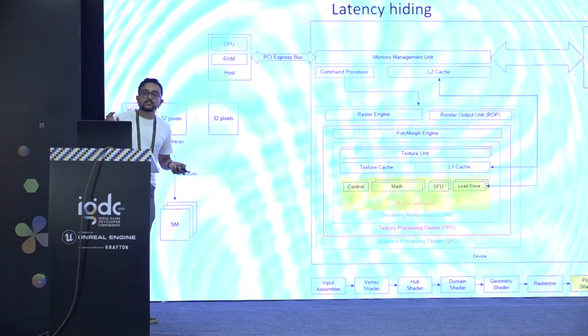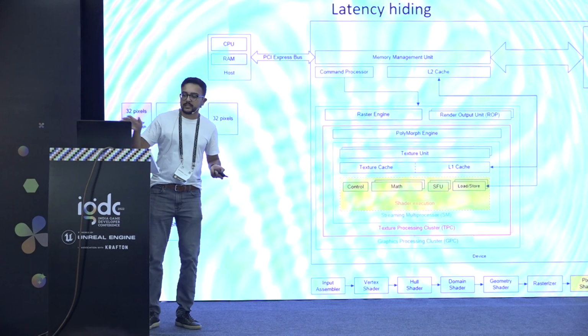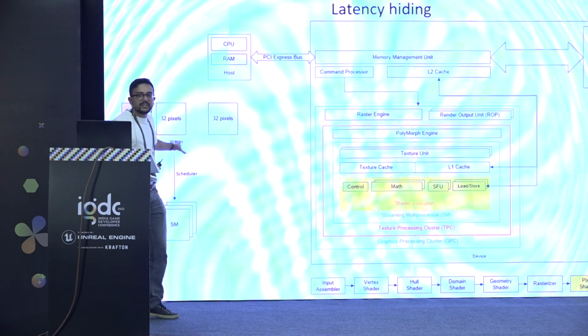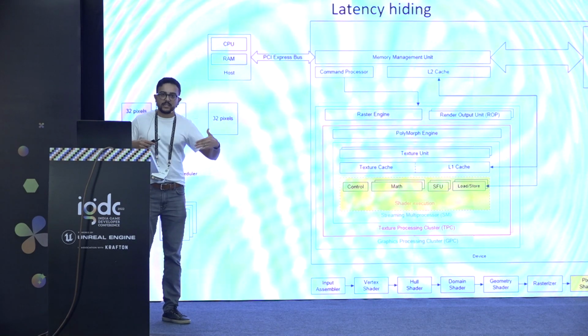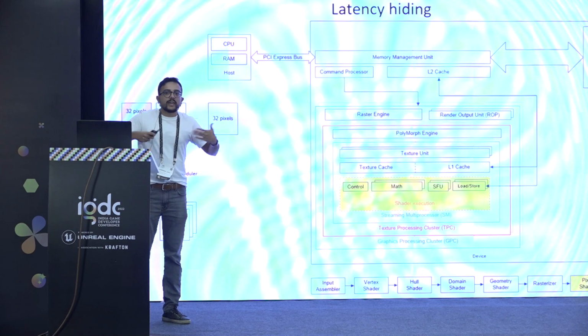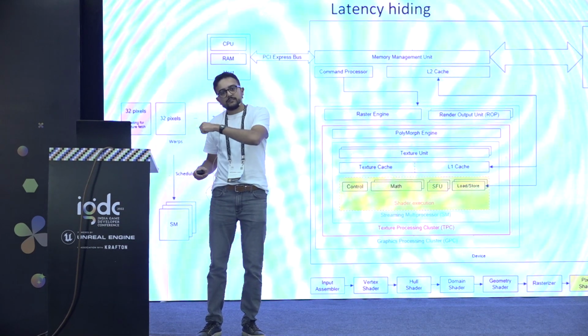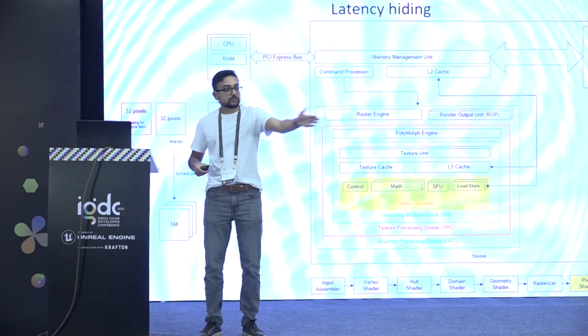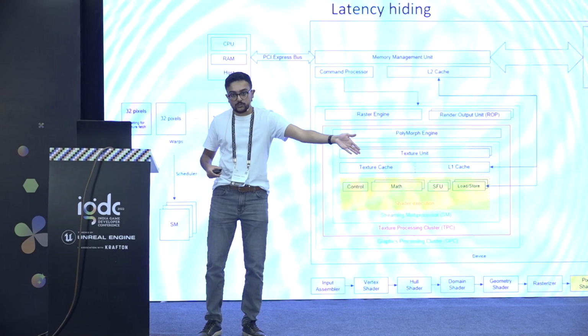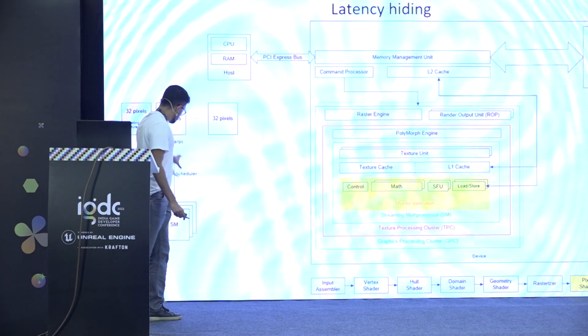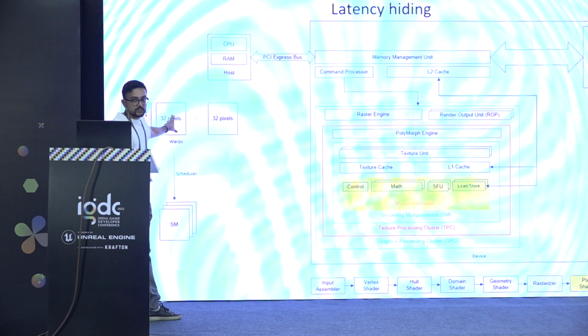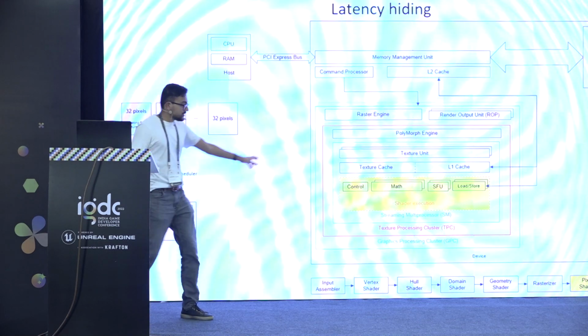But the GPU has a trick up its sleeve. What it does is that while this one warp is waiting for its texture to come in, it's like a waiter, right? It takes the order from one table, conveys it to the kitchen, but then it goes to another table and asks them for their order. So it'll just pick up another warp of 32 pixels and assign it to the same SM.